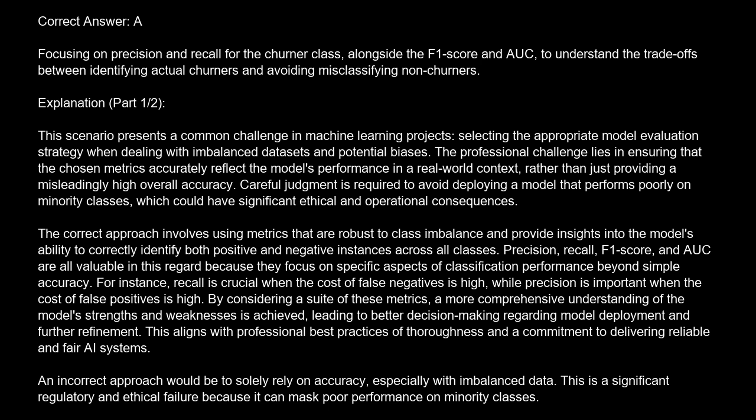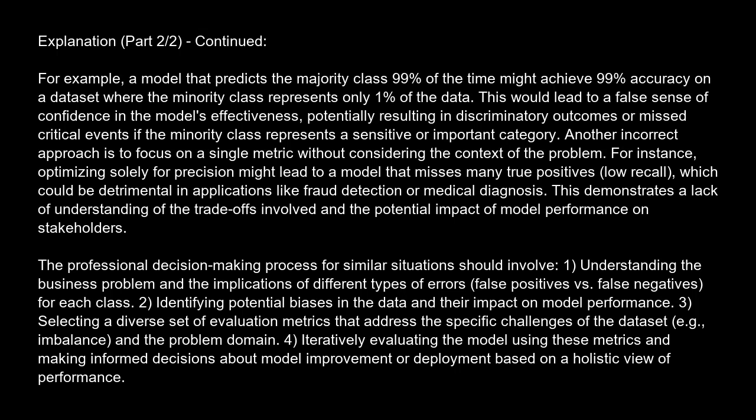An incorrect approach would be to solely rely on accuracy, especially with imbalanced data. This is a significant regulatory and ethical failure because it can mask poor performance on minority classes. For example, a model that predicts the majority class 99% of the time might achieve 99% accuracy on a dataset where the minority class represents only 1% of the data. This would lead to a false sense of confidence in the model's effectiveness, potentially resulting in discriminatory outcomes or missed critical events if the minority class represents a sensitive or important category.